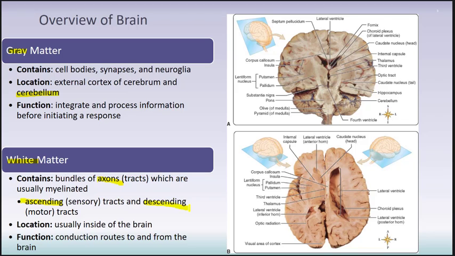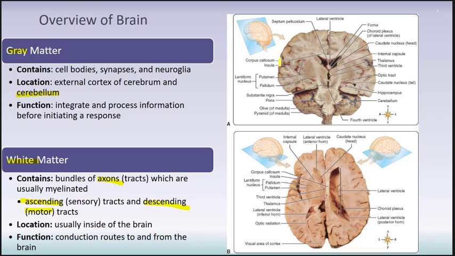The ascending tracts will conduct impulses upwards, and so they are sensory in function. And the descending tracts will conduct impulses downwards, so they descend, and they are the motor tract. So we have sensory information that travels up to the brain that we get from our environment, and then we send down a motor response so that we have some sort of effect to whatever that sensory input was in our environment. And the location of the white matter is usually inside the brain.